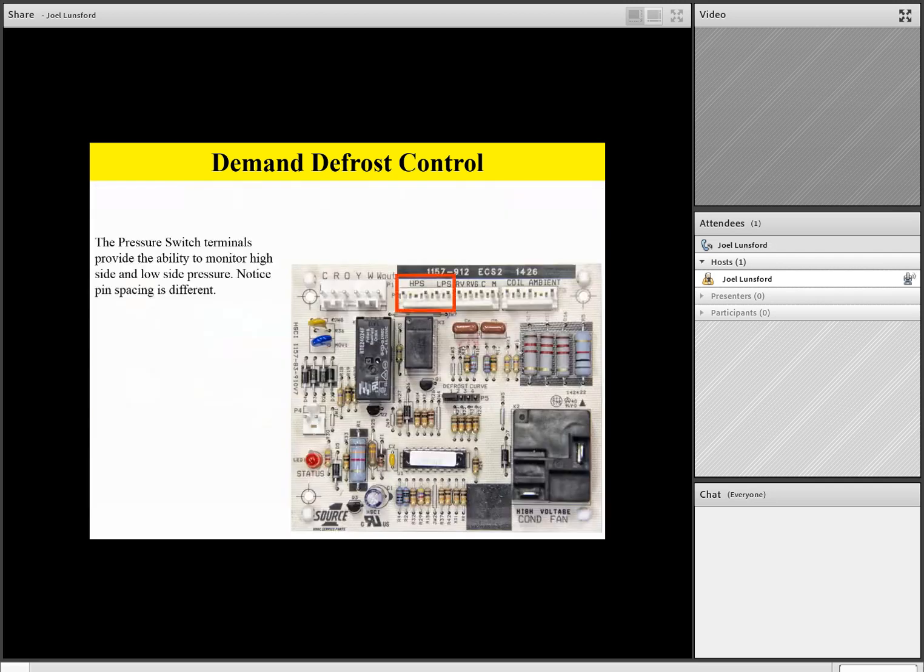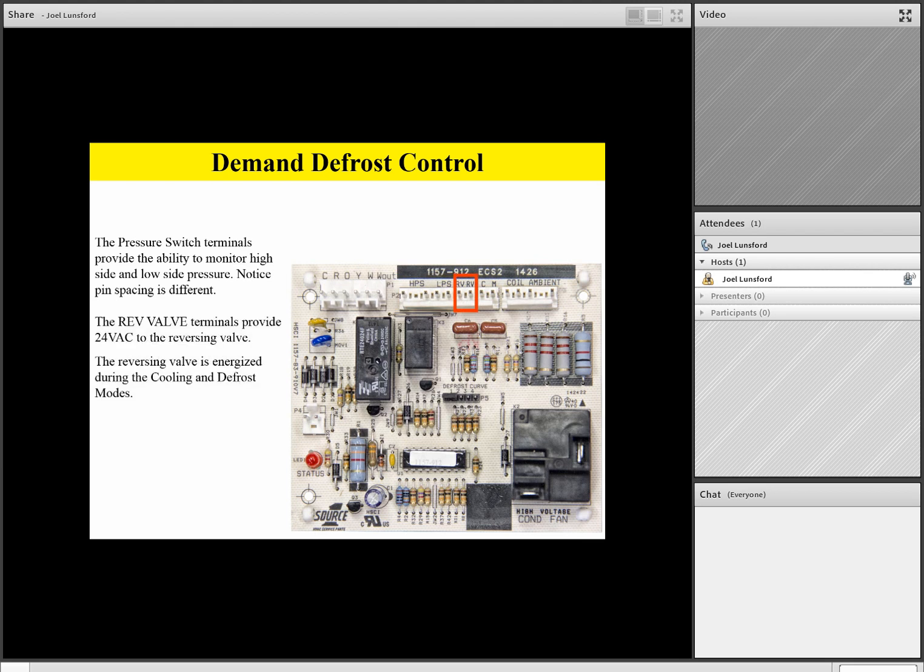As we take a look at our demand defrost control and we move around the board, we see we have two inputs, HPS and LPS. That's high pressure switch and low pressure switch. Those are safety circuits, and they will be harnessed in from the factory on HPS and LPS for high pressure and low pressure switch.